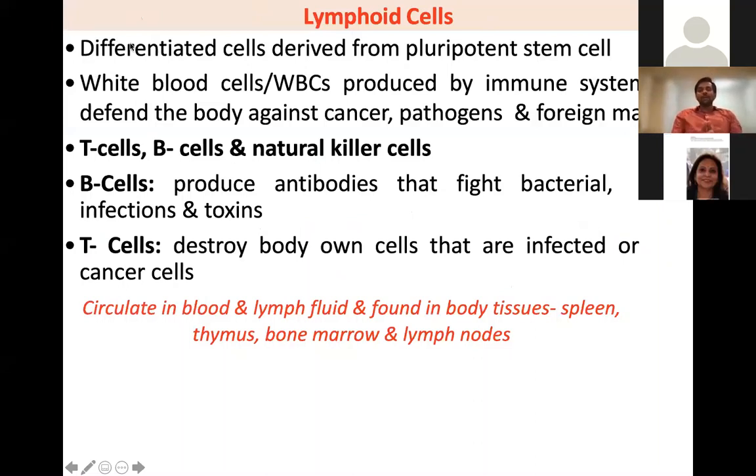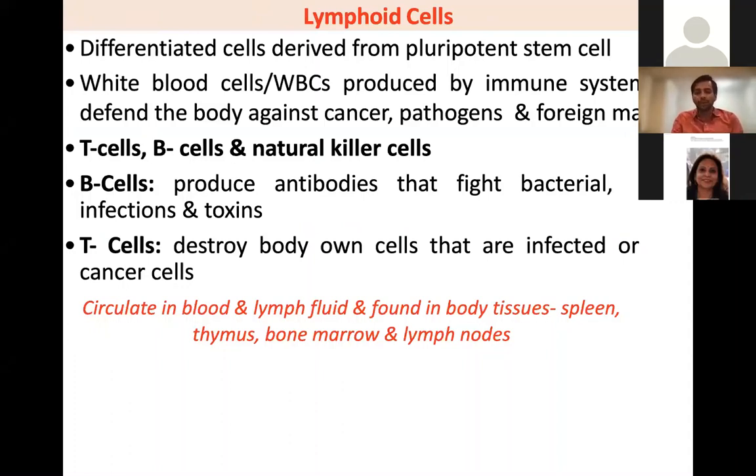Then if I talk about the lymphoid cells, they are differentiated from the pluripotent stem cells. They are actually white blood cells and they play a very important role in our body. They protect the body and defend it against cancer, pathogens and foreign matter. In the lymphoid cells, we have different cell types, T cells, B cells and natural killer T cells.